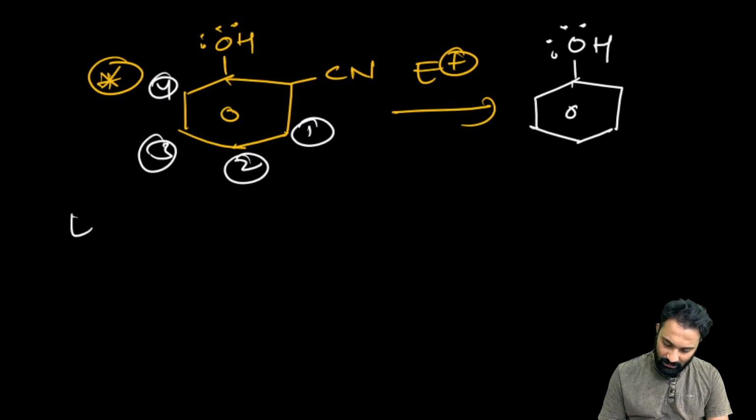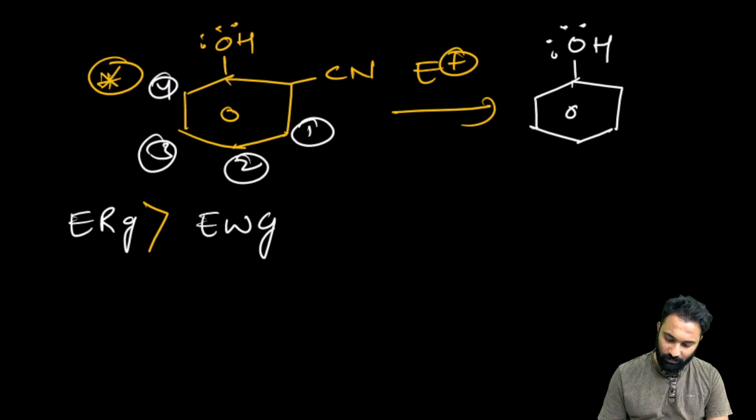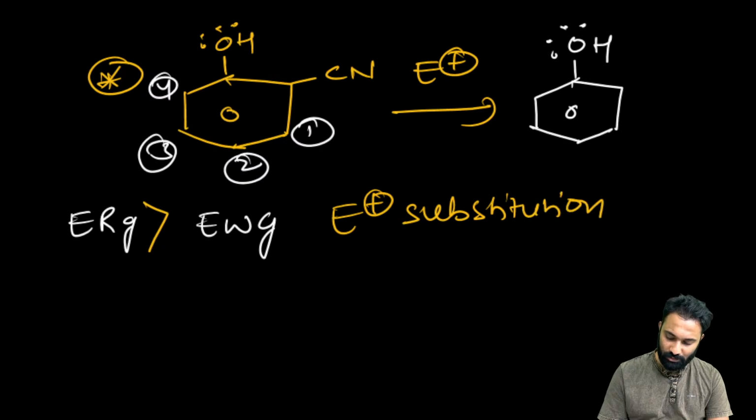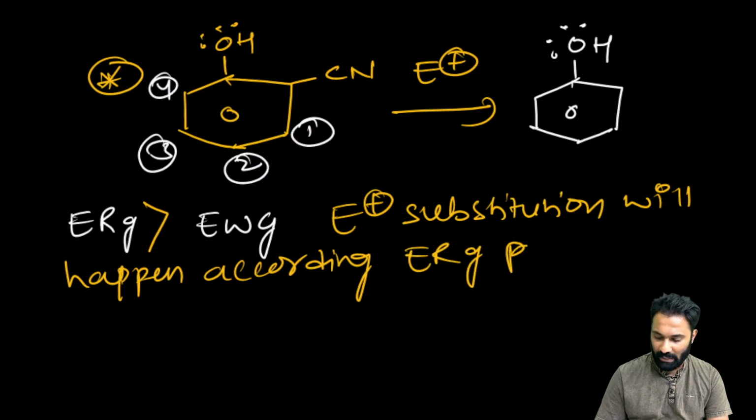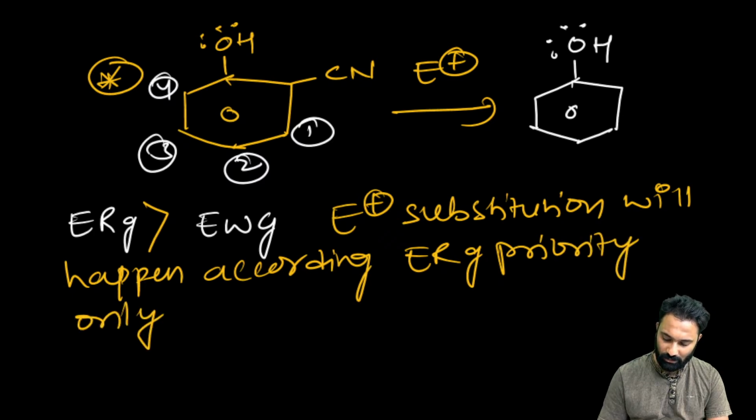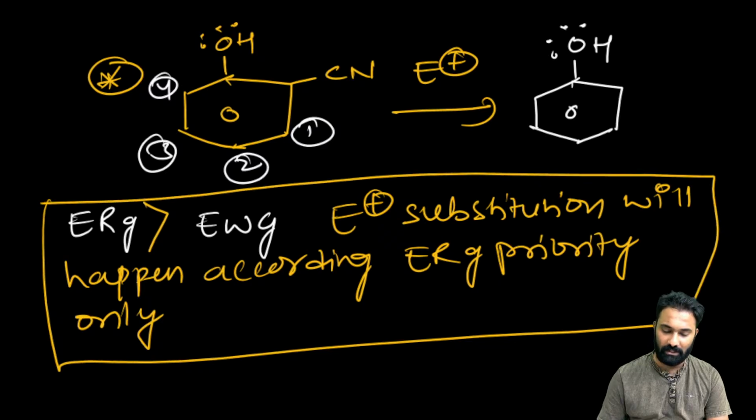Suppose an electron releasing group and an electron withdrawing group are both given. Then the electrophilic substitution will happen according to the electron releasing group priority only, not the electron withdrawing group priority. We have to add the electrophile according to the electron releasing group priority only.